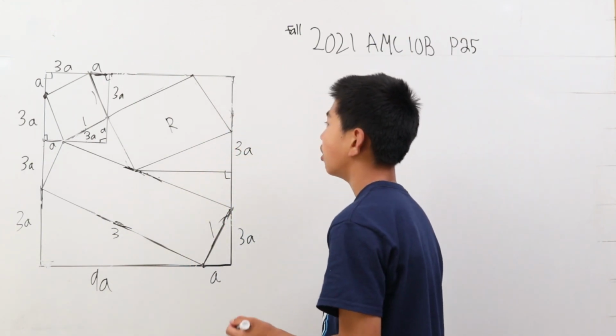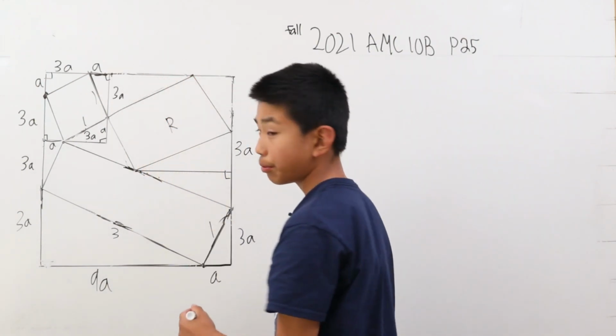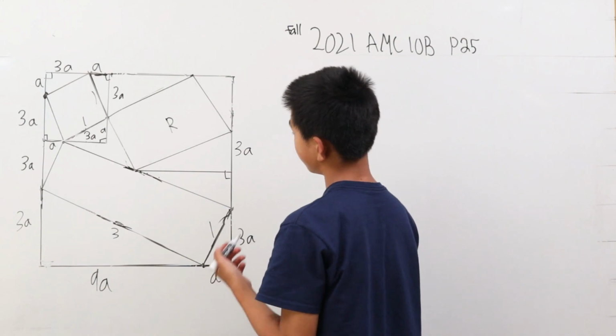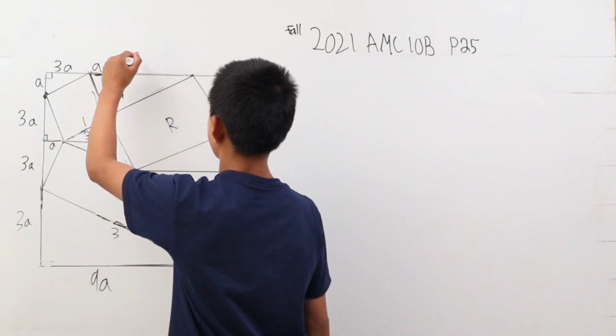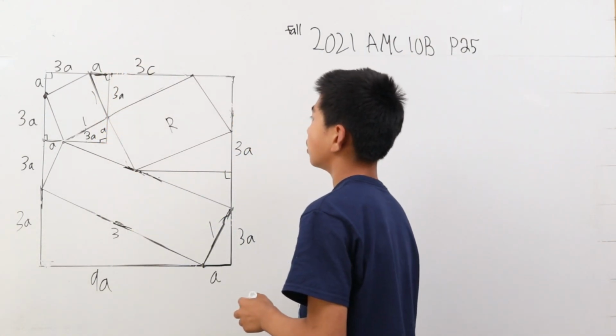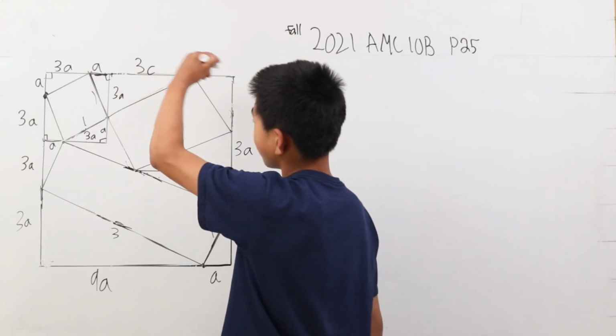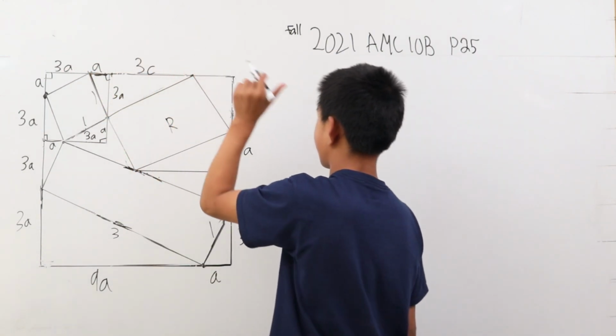Okay, now we want a new variable for this length that we can use. We don't want to use a singular variable. We want it in terms of 3, since this is also a term of 3. So let's go for 3 times c. Okay. Well, we want this side length to sum up to 10a. This is 4a here. We want 6a here.